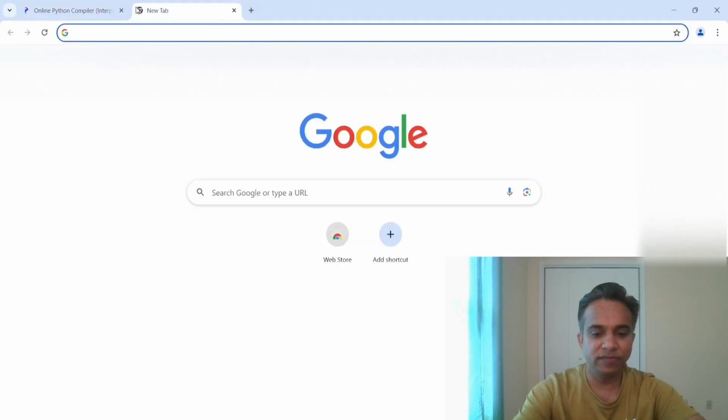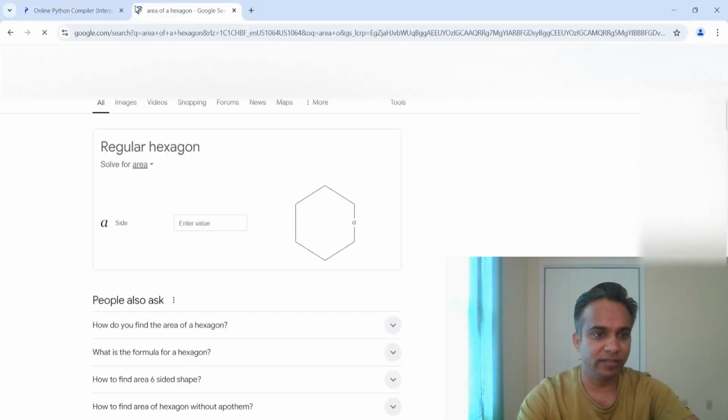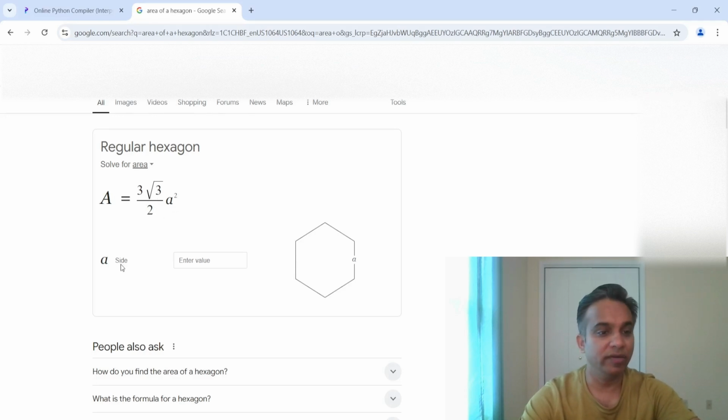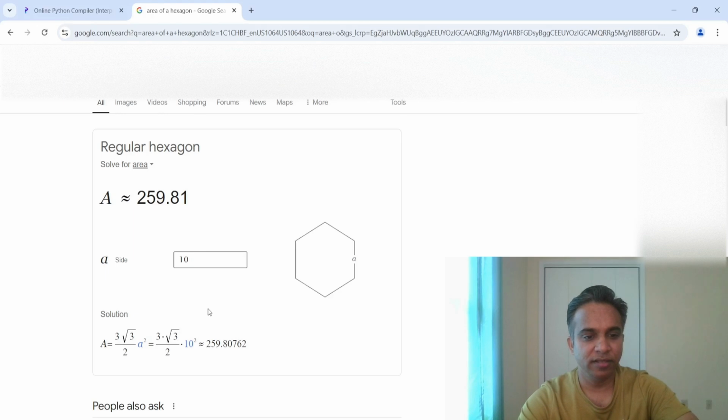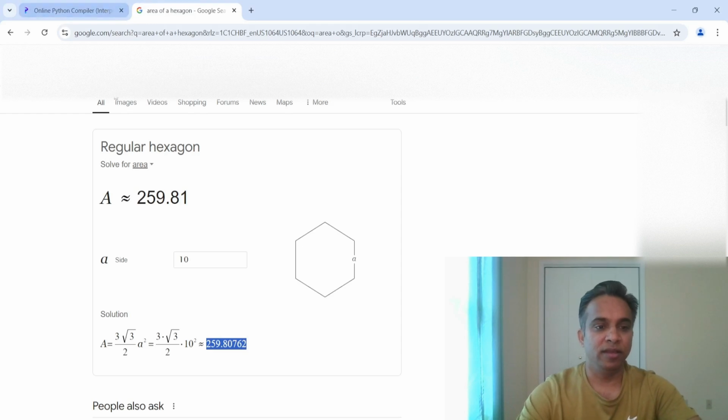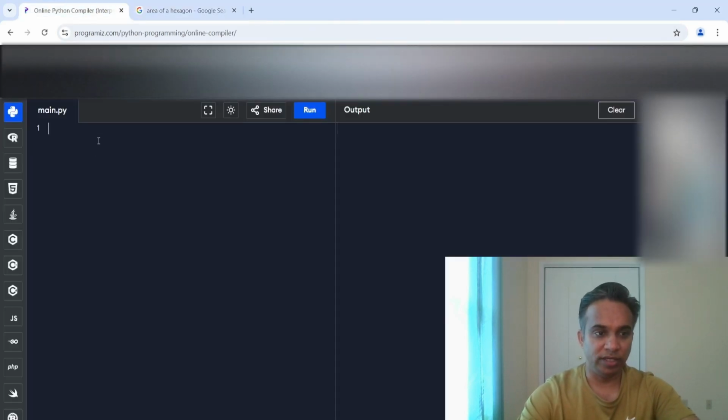The first step is find out area of hexagon. So area of hexagon is: area is equal to 3 multiplied by square root of 3 divided by 2 multiplied by a, where a is side. Let us take a value. Let's take if this is 10, then we are expecting output as near about 259. So the input is only one input.